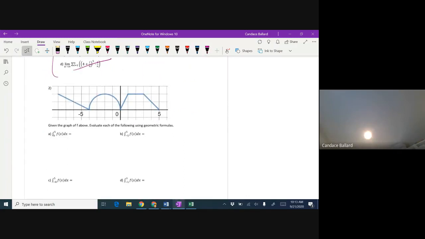Let's take a look at number 2 here. Given the graph of f above, evaluate each of the following geometric formulas. So I can notice I got 4 problems out of this one little graph.